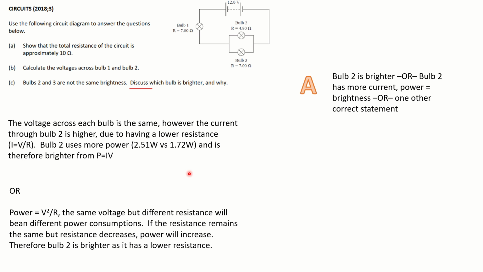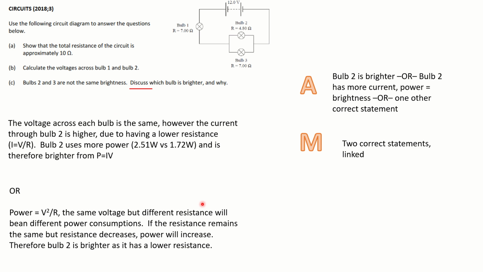So in order to get the achieved point on this one, you must state that bulb 2 is brighter, or you can state that bulb 2 has more current, and that power equals brightness, or anything else that is correct from this here. So just basically one correct thing and the rest of it's wrong.